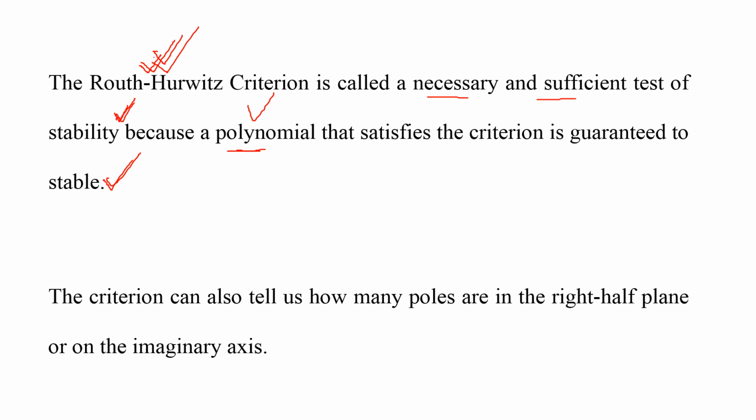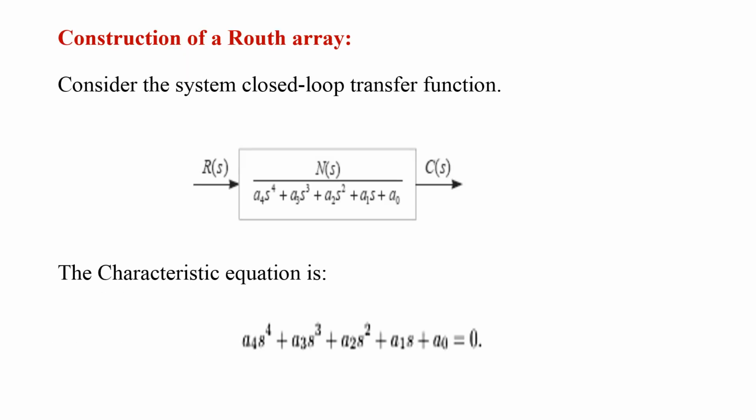And this technique, RH criteria, also gives the number of poles or number of roots present in the right half of the S-plane or on the imaginary axis of the S-plane. If we consider the S-plane, the S-plane has the real axis as well as the imaginary axis. By using RH criteria, we can find out the number of roots present on the right half of the S-plane or on the imaginary axis. That is the use of RH criteria. That is about the use and introduction of RH criteria.